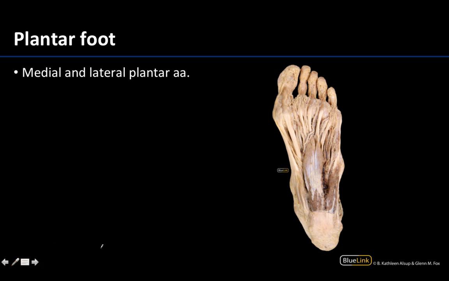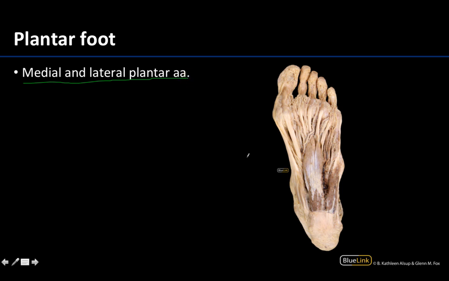And while we're not having you ID any of the specific muscles in the plantar foot, we do want you to be aware of some of the arterial supply. When we're talking about the plantar foot, the main supply is from the medial and lateral plantar arteries. You will have some supply from the deep plantar artery, which you're not going to be able to see in this particular dissection. We'll talk a little bit more about what that is in a moment, but let's focus on these two first.